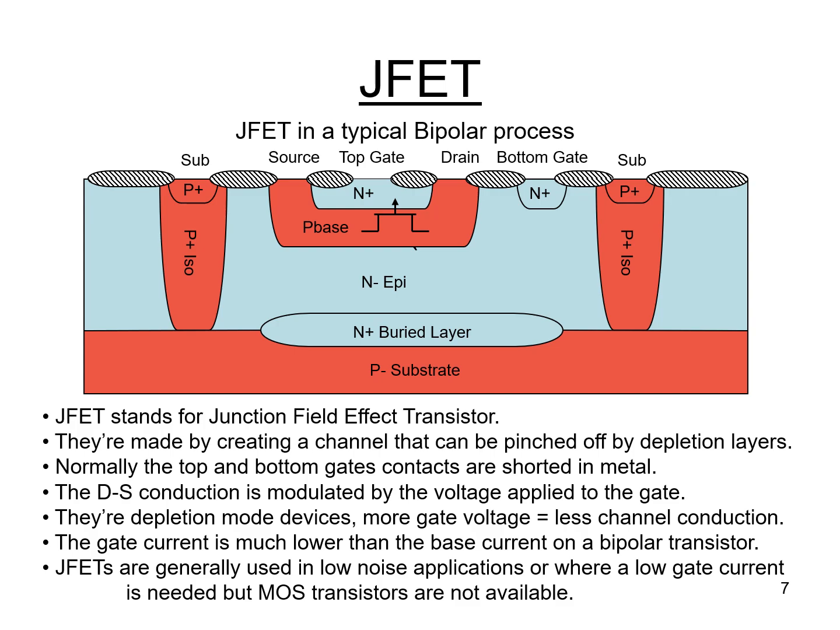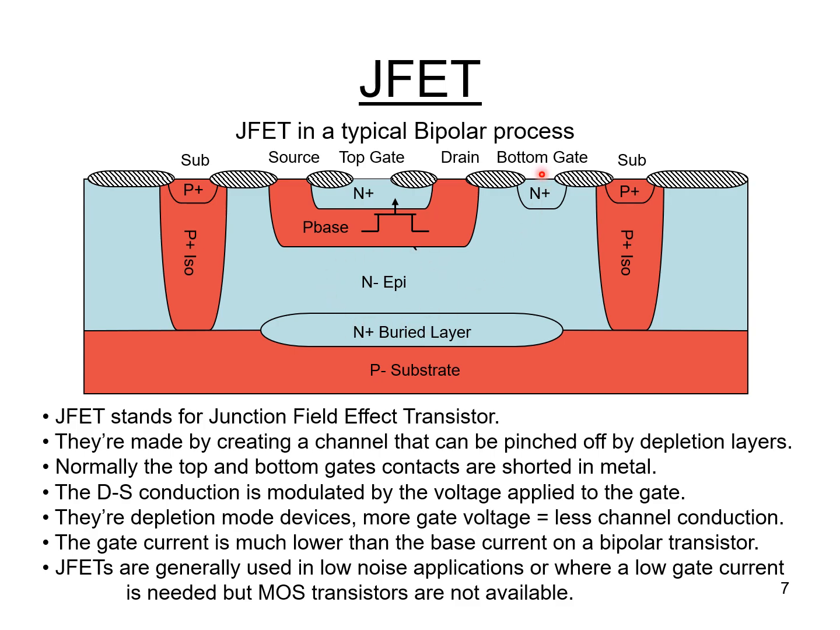The next cross-section is a JFET. JFET stands for Junction Field Effect Transistor. And this type of transistor is made by creating a channel that can be pinched off by depletion layers. If we look above here, the actual channel we're talking about is the channel formed by the P base. You can see there's a source contact at the left side of the P base region and a drain contact at the right side of the P base region. There's an N+ region on top, which is called the top gate, and then the N-epi and N-buried layer region underneath the P base, which we call the bottom gate.